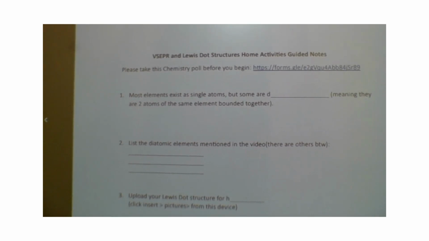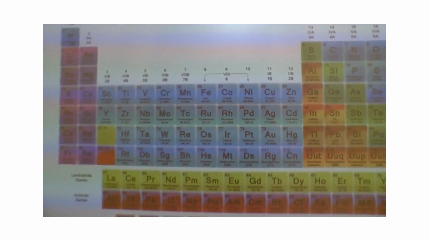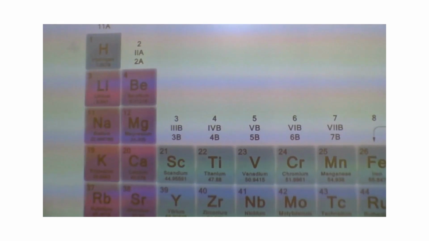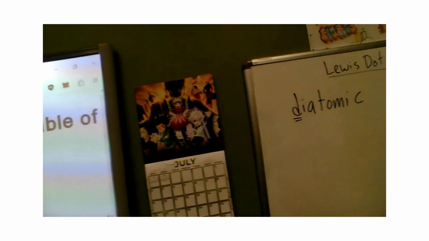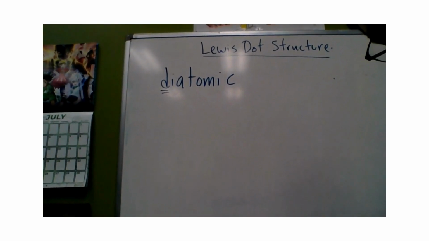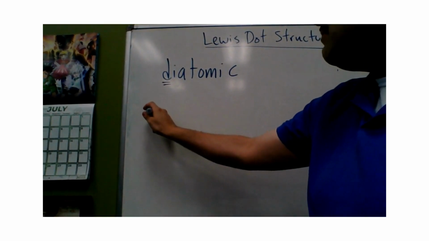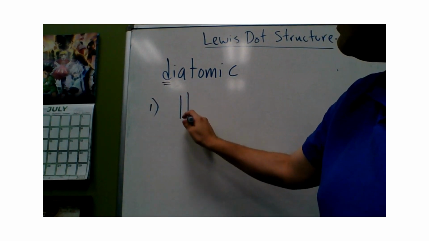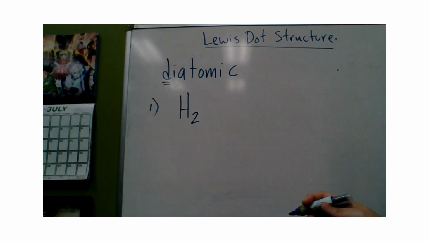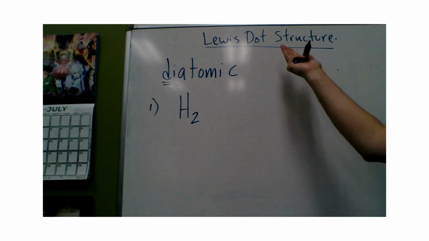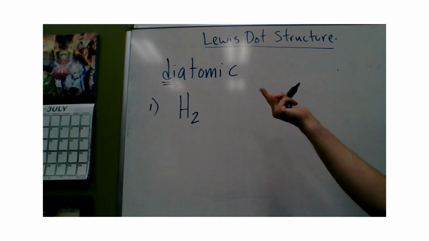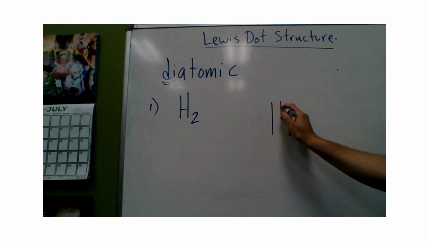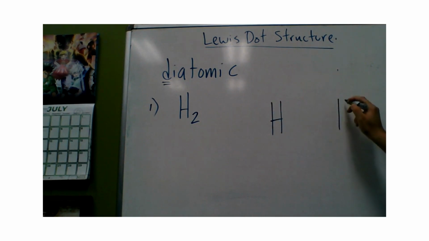The first one we're going to talk about is our first element, which is way over here on the left side. We're going to talk about hydrogen, okay? It exists as a pair of hydrogen atoms connected together. So H2. The first thing we want to do when we're doing our Lewis dot structure, we'll put the element symbol for each one of our elements. Got this one, leave a space to the side.